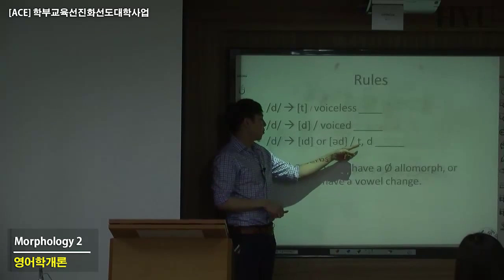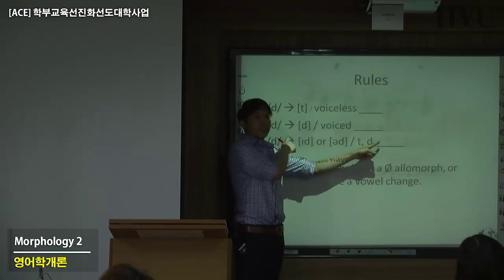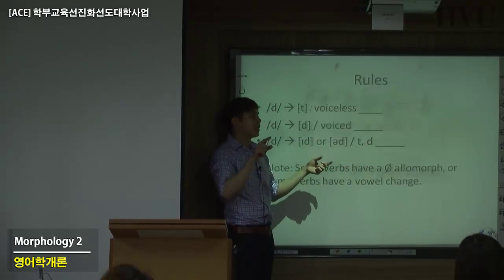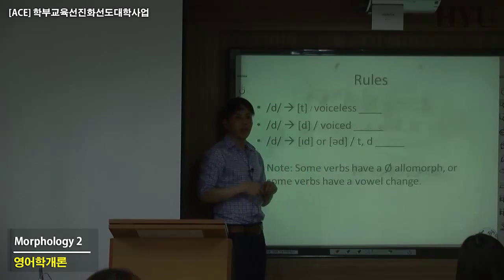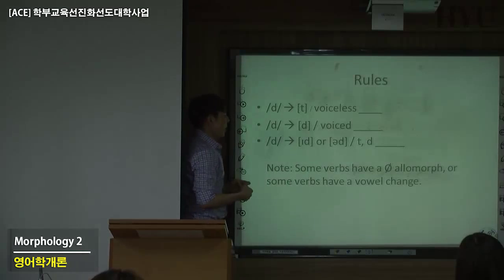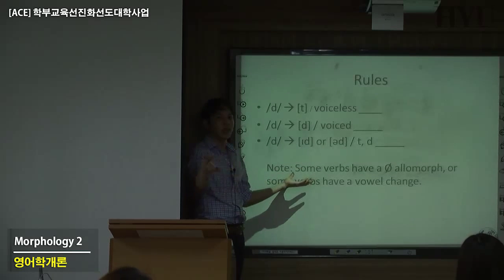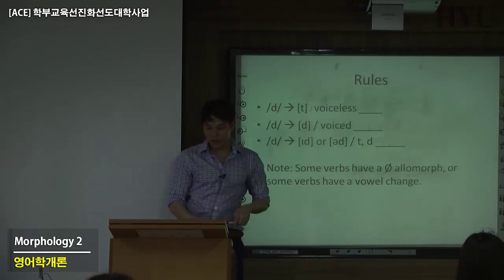Because when you have a D or a T, and when you want to add a D after it, you cannot do that easily, right? So that, like that, is difficult. So you insert the vowel, the light vowel there, okay? So sometimes verbs don't change the form, hit, like that. We call that a zero allomorph, okay?